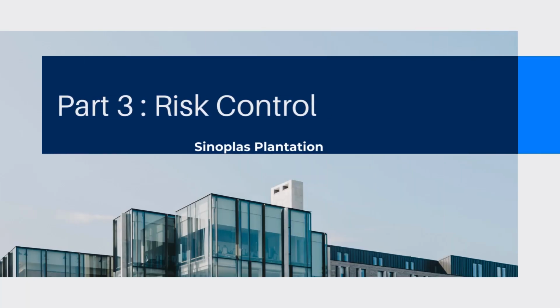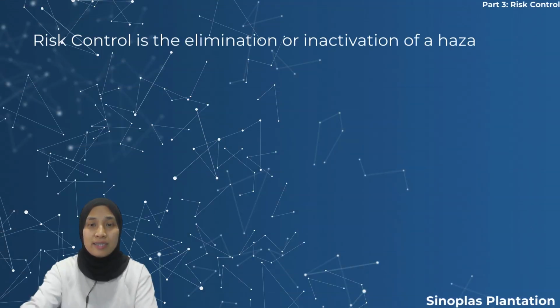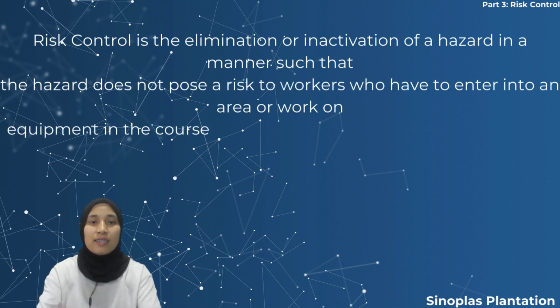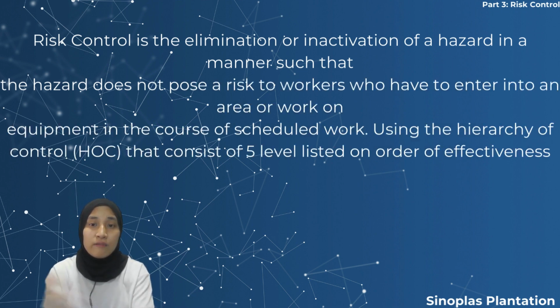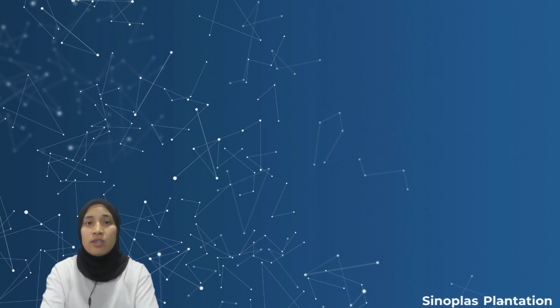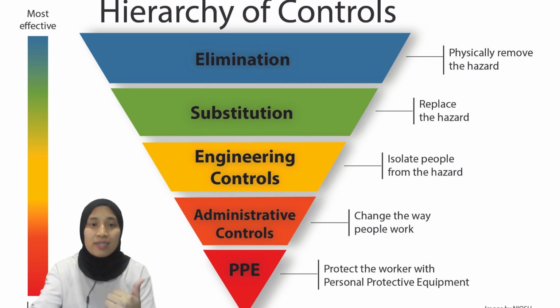Part 3: Risk Control. Prevention of a hazard in a manner such that the hazard does not pose a risk to workers who have to enter into an area or work on equipment in the course of scheduled work. Using the hierarchy of control, or HOC, that consists of 5 levels listed in order of effectiveness. So what are the 5 levels? First is elimination, second substitution, third engineering control, fourth administrative control, and lastly personal protective equipment or PPE.